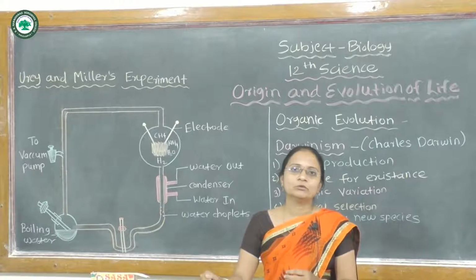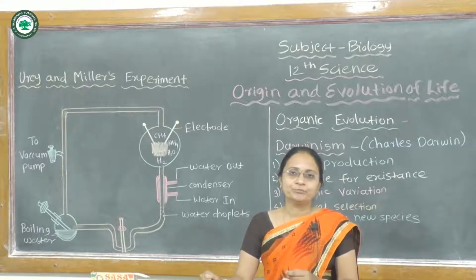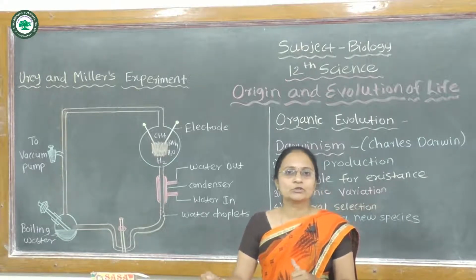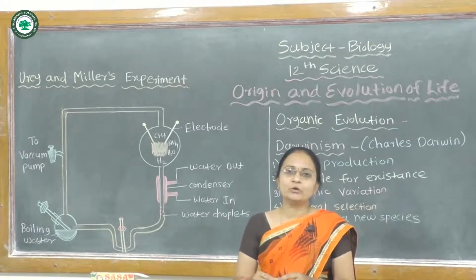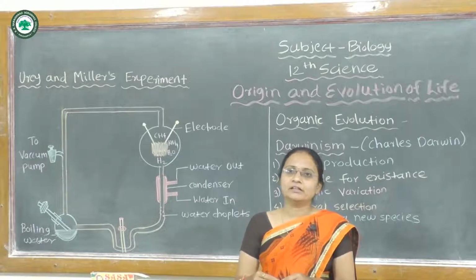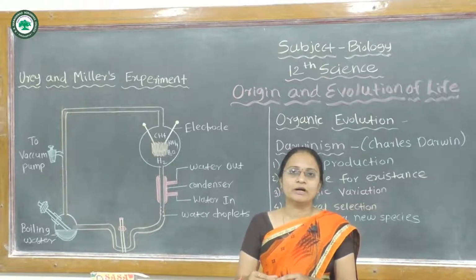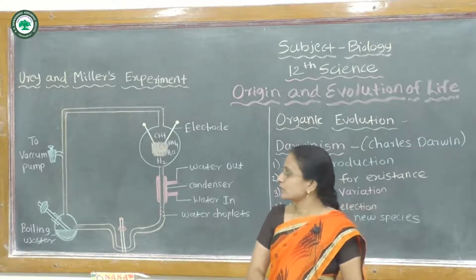Now in this video we are going to discuss some part of the origin and evolution of life, that is, the Urey and Miller's experiment: how the chemical theory of evolution got experimental proof in the laboratory, and how they succeeded in showing that life originated along this evolutionary line, which is proved by this chemical theory of evolution. Now here we come to the Urey and Miller's experiment.